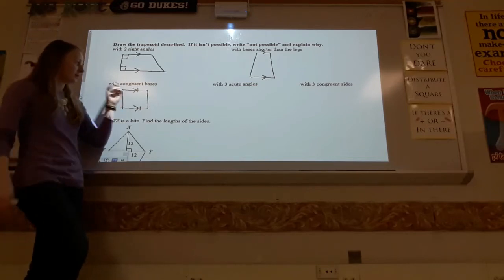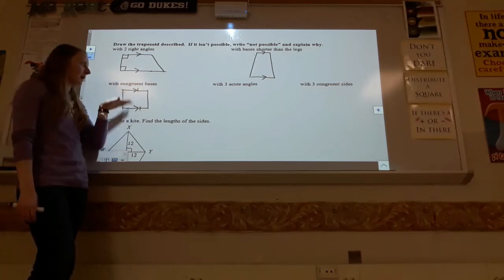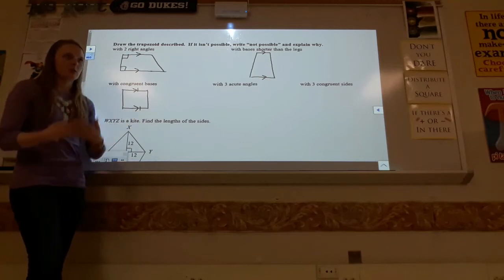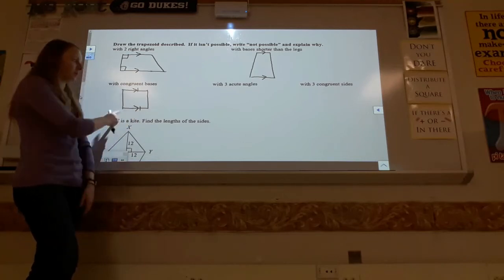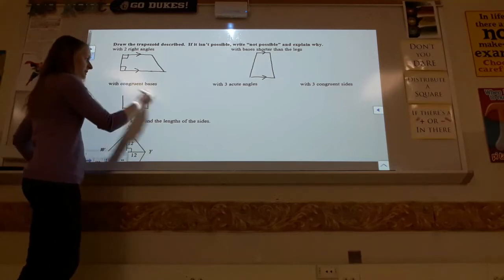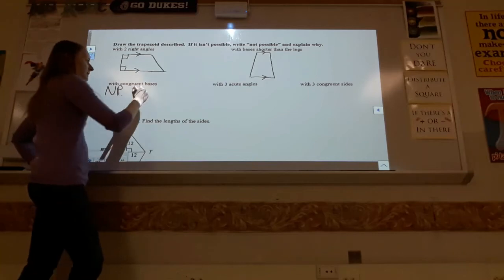So even though I physically have drawn one set that is parallel, if they're both parallel and congruent, that shows that it's a parallelogram. That's one of the things that we use to prove that something's a parallelogram. So what we just drew is a parallelogram, not a trapezoid. So this one is actually not possible, right? NP, not possible, all right?